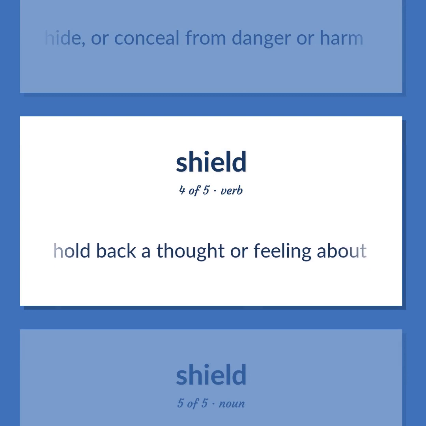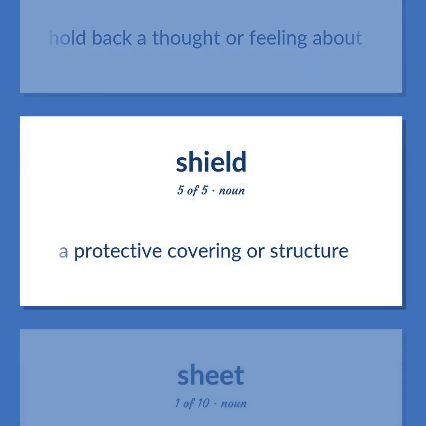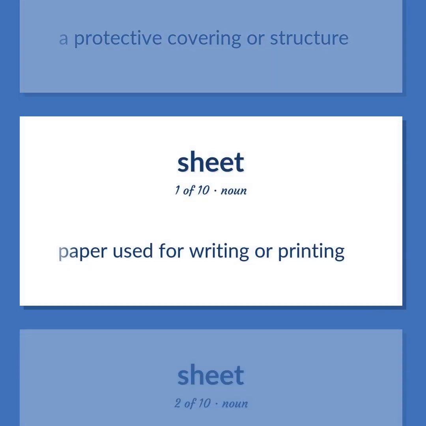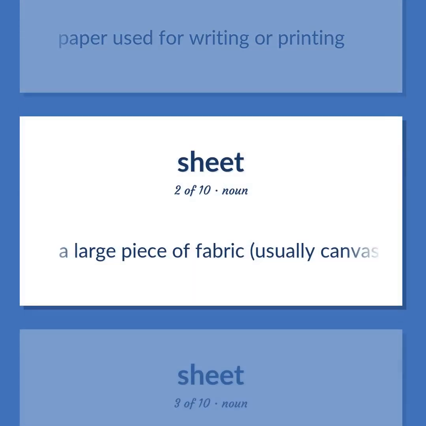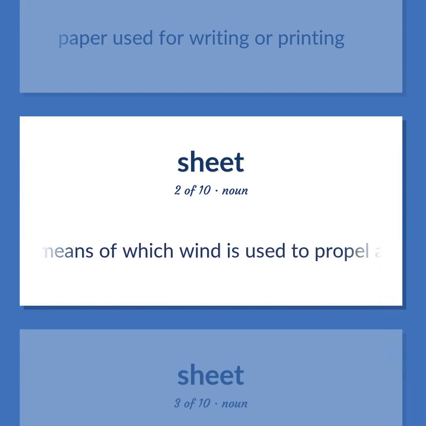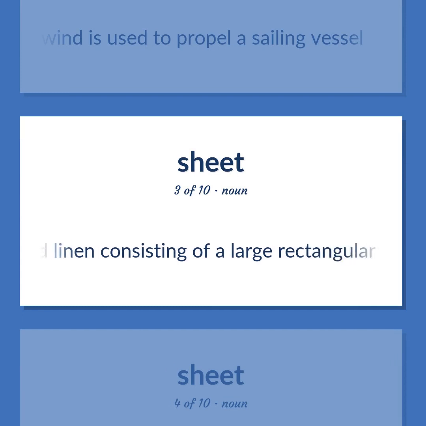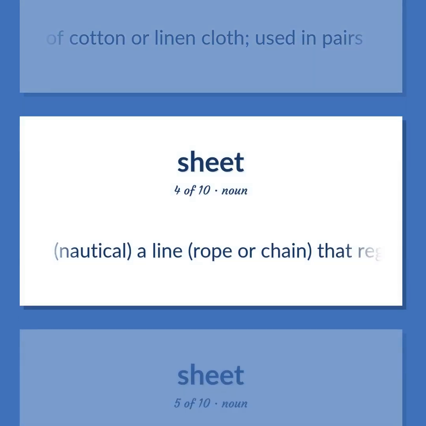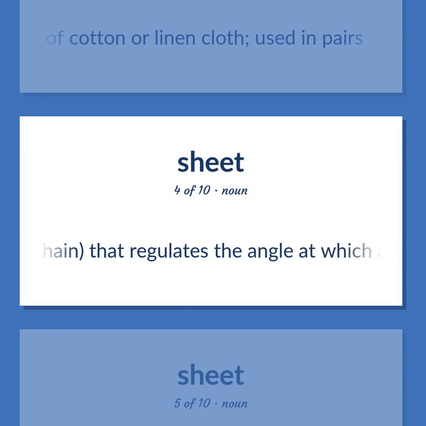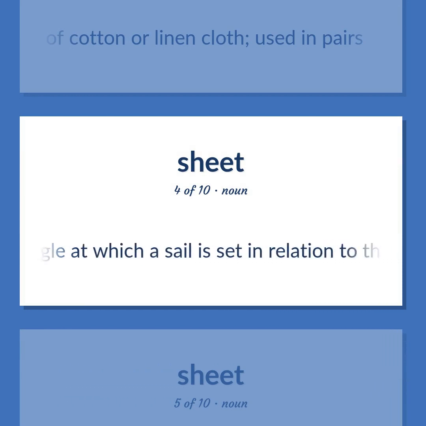Hold back a thought or feeling about. A protective covering or structure. Paper used for writing or printing. A large piece of fabric, usually canvas fabric, by means of which wind is used to propel a sailing vessel. Bed linen consisting of a large rectangular piece of cotton or linen cloth, used in pairs. Nautical. A line, rope or chain, that regulates the angle at which a sail is set in relation to the wind.